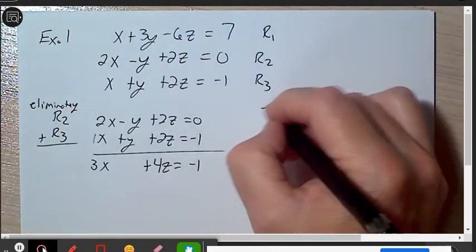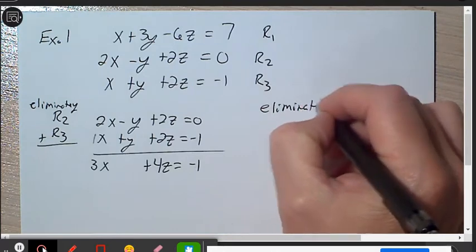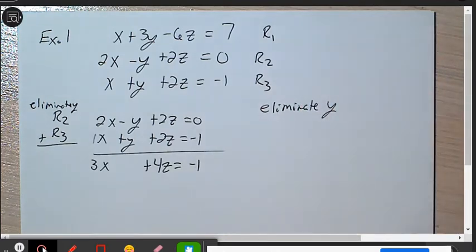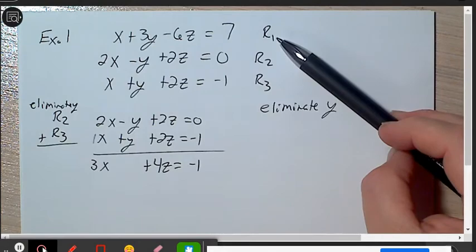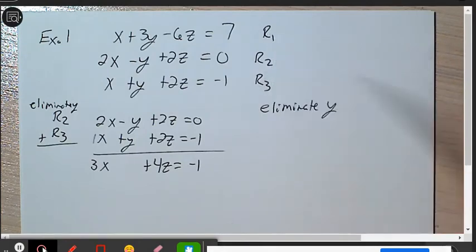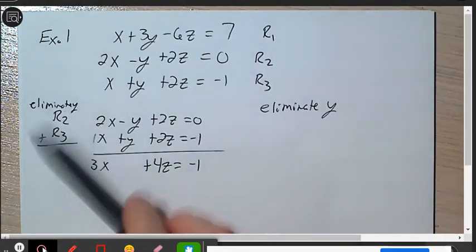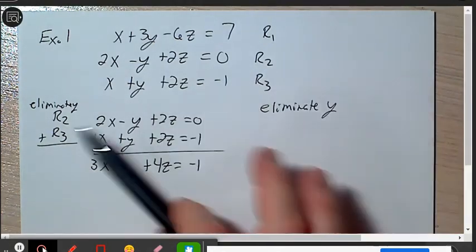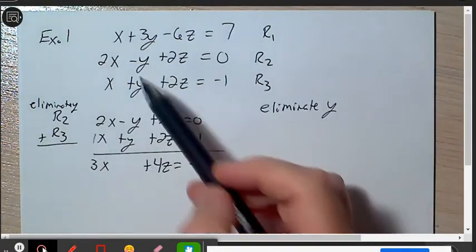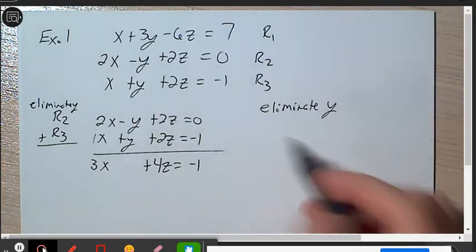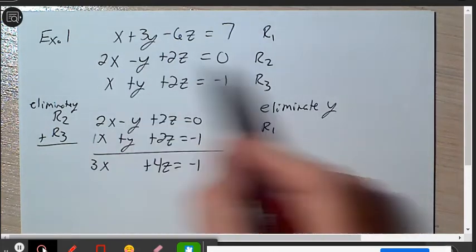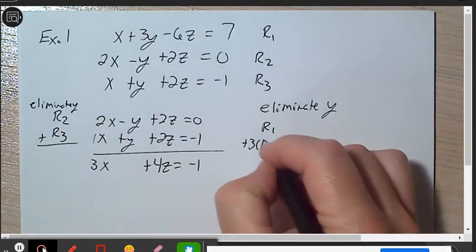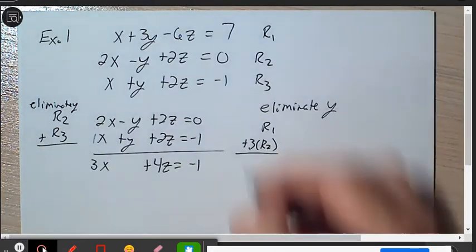All right, we're going to do the same thing again. We're going to eliminate y again, but now we have to use a different set of rows for these. So we cannot use row 2 and row 3, which means we're going to have to use row 1, and you can either do row 1 and row 2, or you can do row 1 and row 3. So we just can't use the same two. We're going to have to use row 1 and either one of these two. Since this is already negative, let's do row 1, and then we're going to take row 2 and multiply it by 3 and add that together.